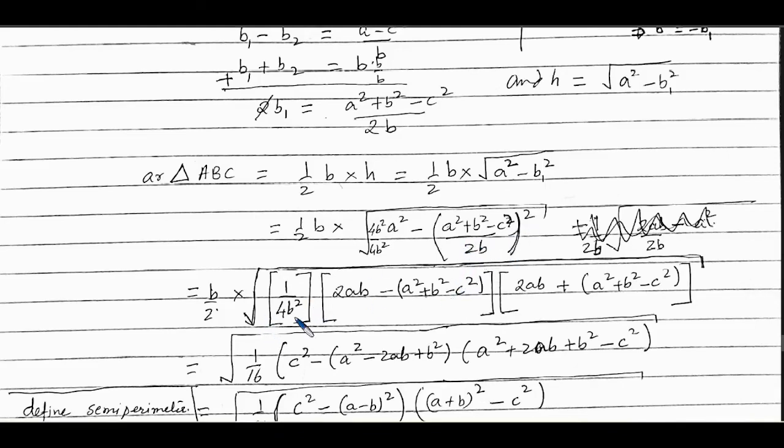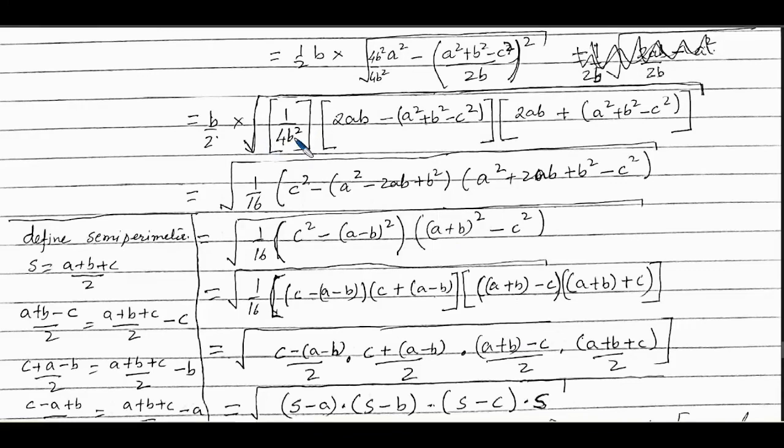And this 2b is outside, this is also outside, so it is 4b square under the square root. Now that this is under the square root, the square root of b square is b, so b and b get cancelled, and I bring this 2 inside the square root. So 4 into 4 is 16, so I write it like this. I rearrange it, just freeze it and see.